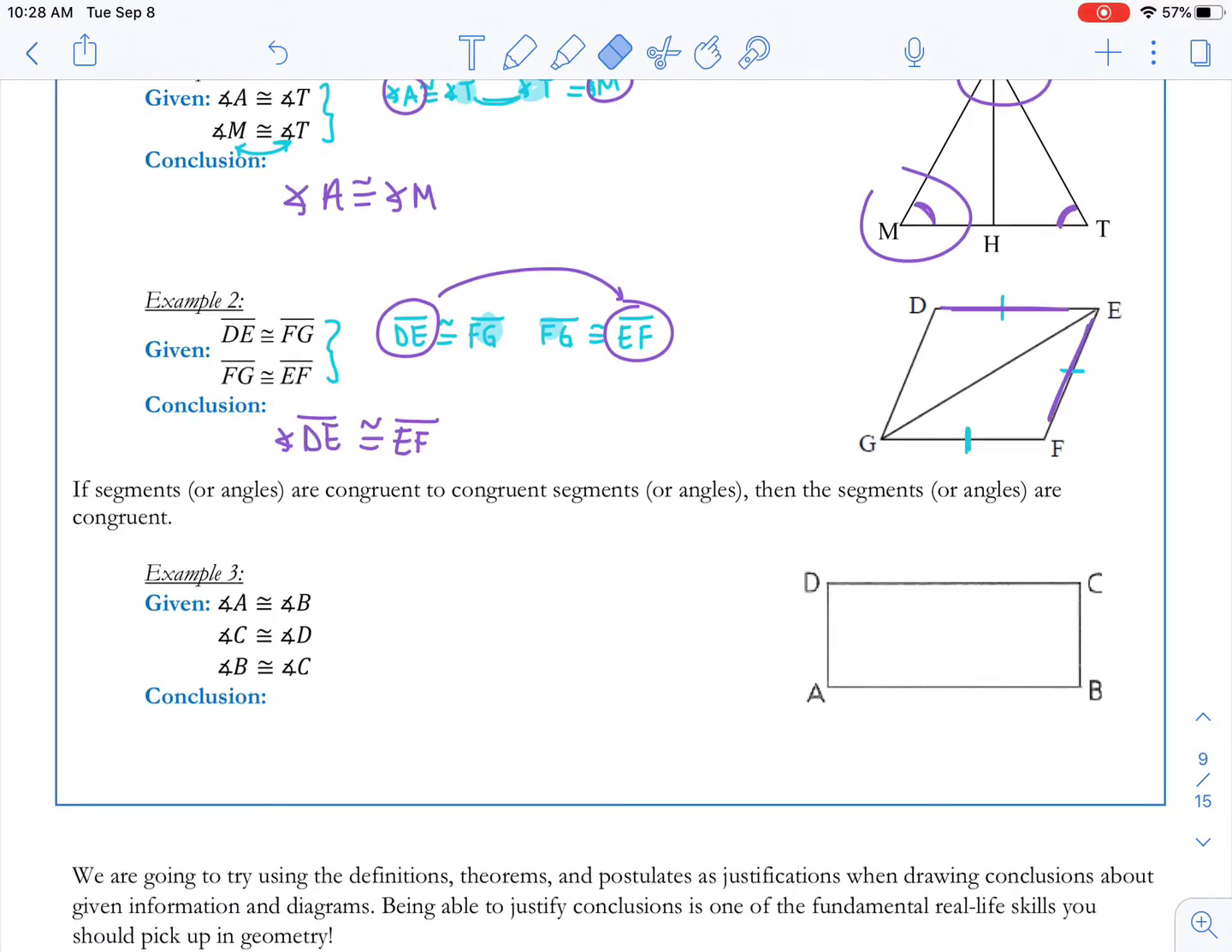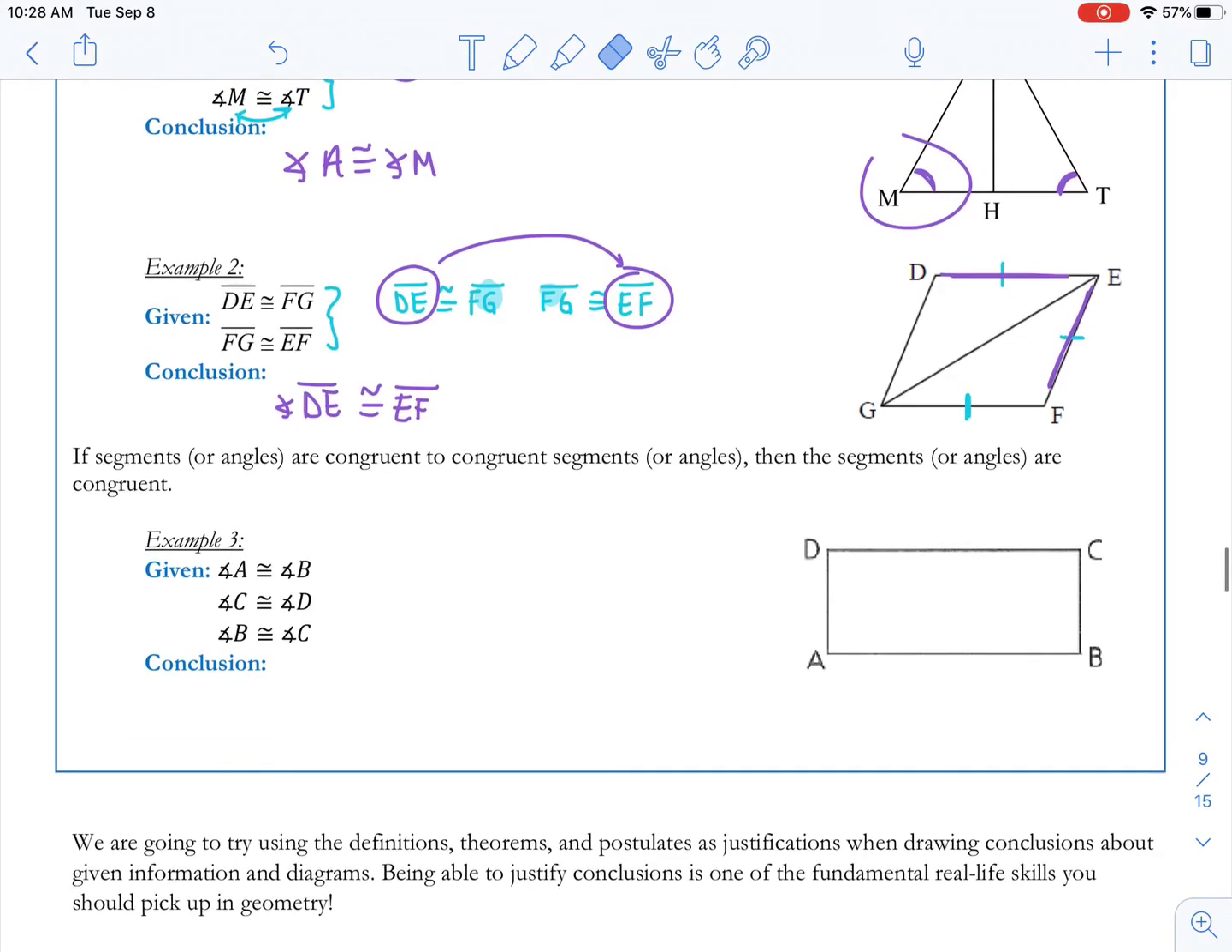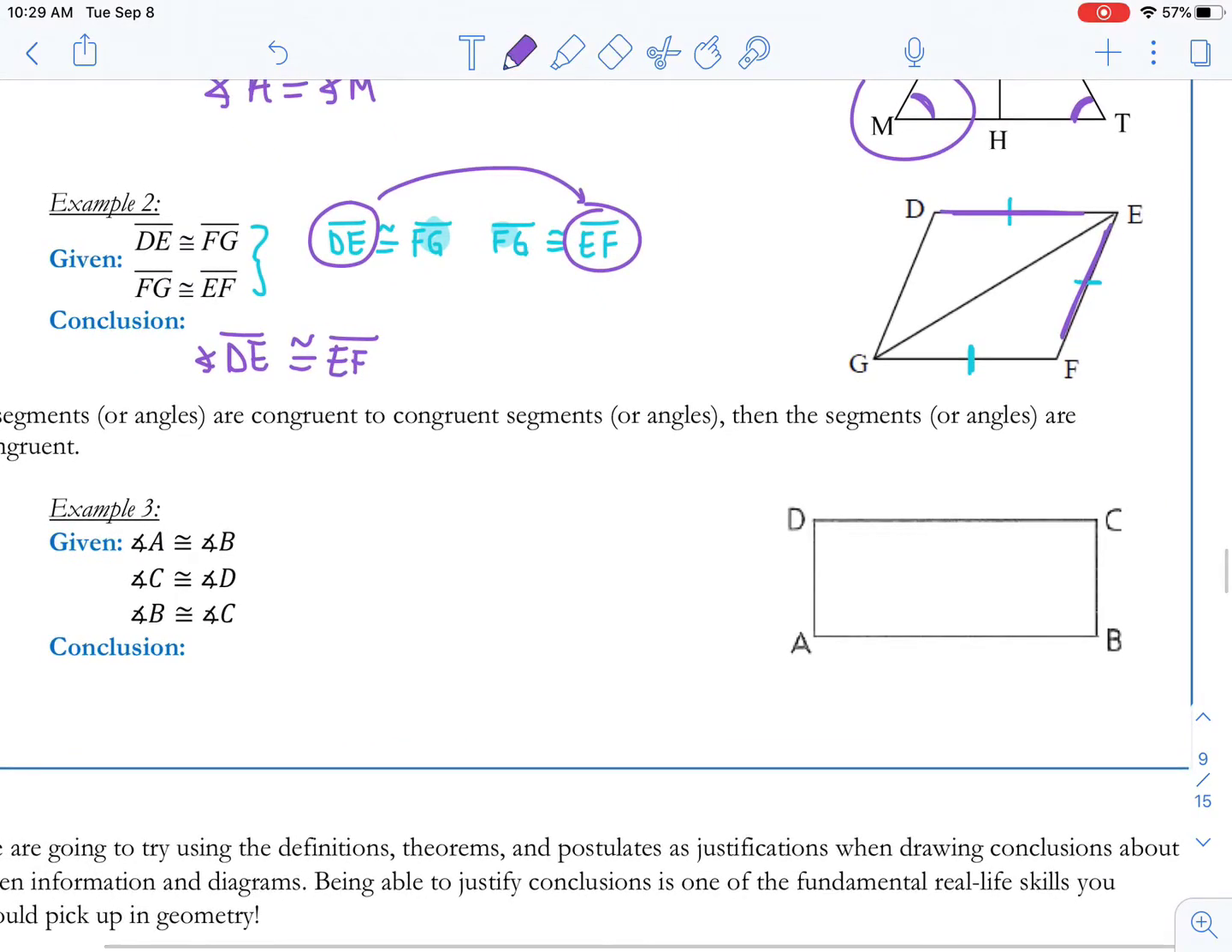Okay, so I want you to try this last one. Again, if segments are congruent to congruent segments, then the segments are congruent. So find that train of congruencies and see if you can figure out a new pair of angles that are congruent. So you fill in the angles here.